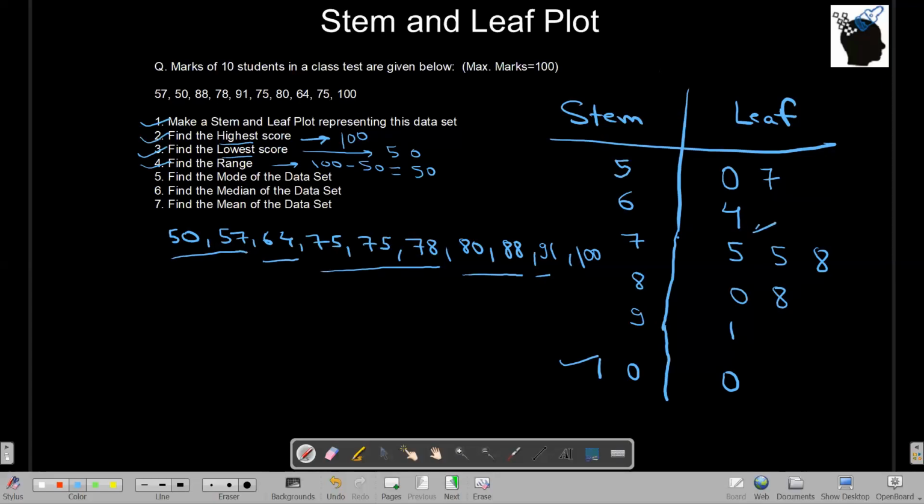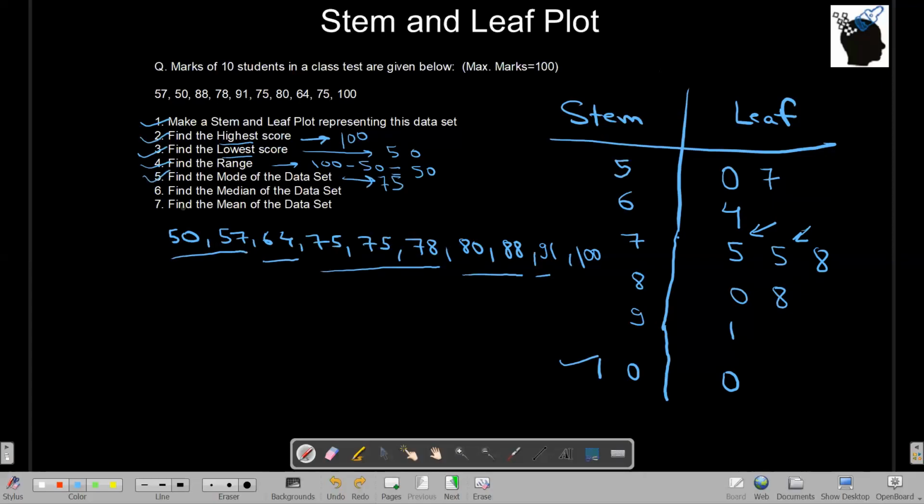So I can see that in the 70s row, two 5s are repeated. That means 75 is a number which has occurred two times, and there is no other number which is repeated on the right hand side if I look at each and every row. So that makes 75 our mode.